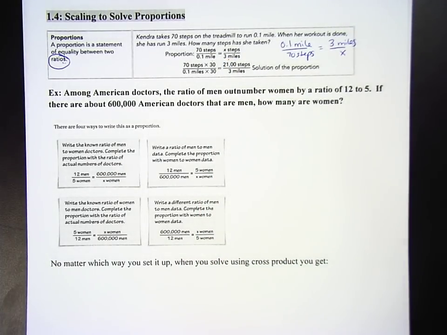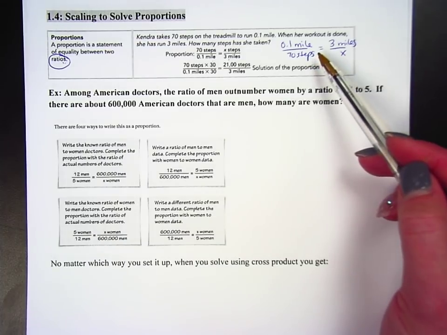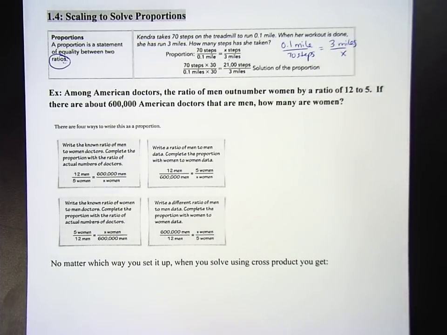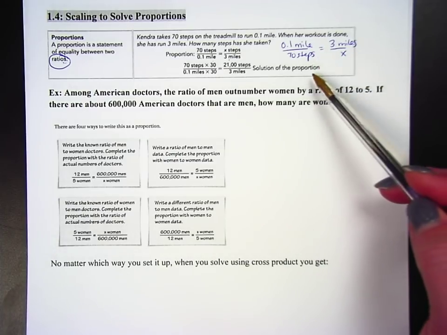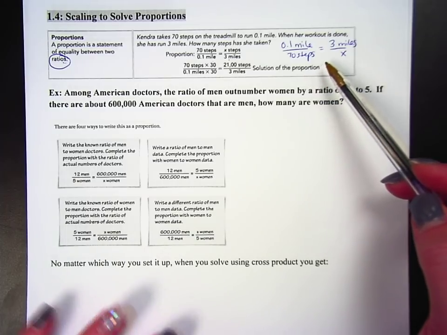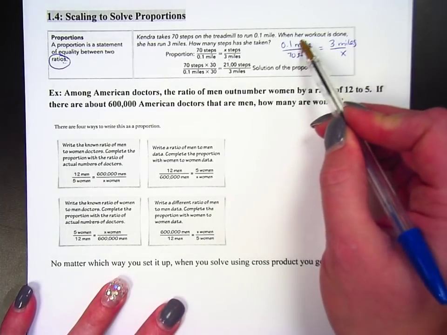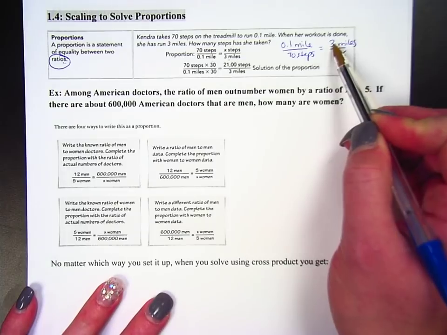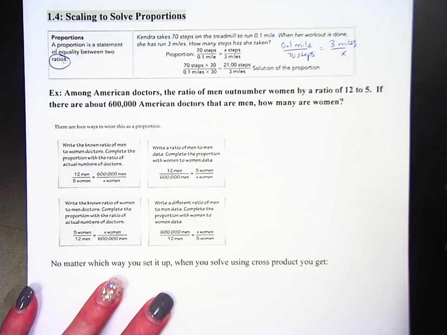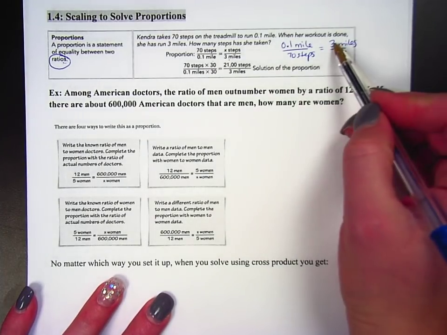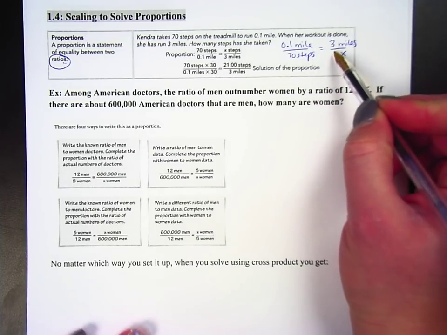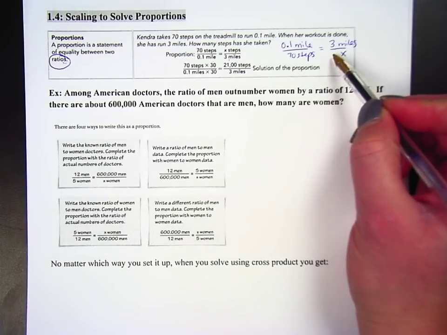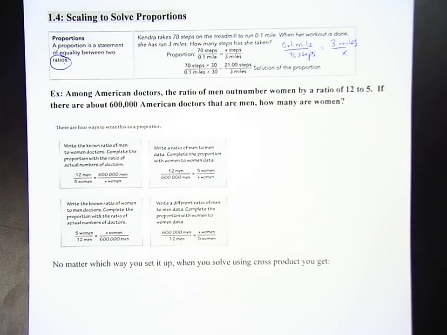It doesn't matter which one I do, but I want those labels on there so that I'm careful when they give me that other missing component that I put miles with miles and steps with steps. And then when I go to solve that proportion, remember we could do scale factor, so 0.1 times something to make 3, or in this case, since that's not quite as obvious, I can cross multiply. I would do 3 times 70 and then 0.1 times x. At the end, in order to solve for x, we'll divide by that 0.1.